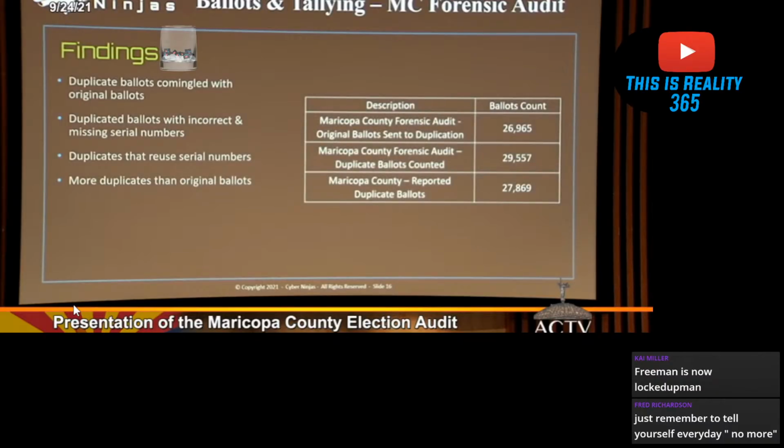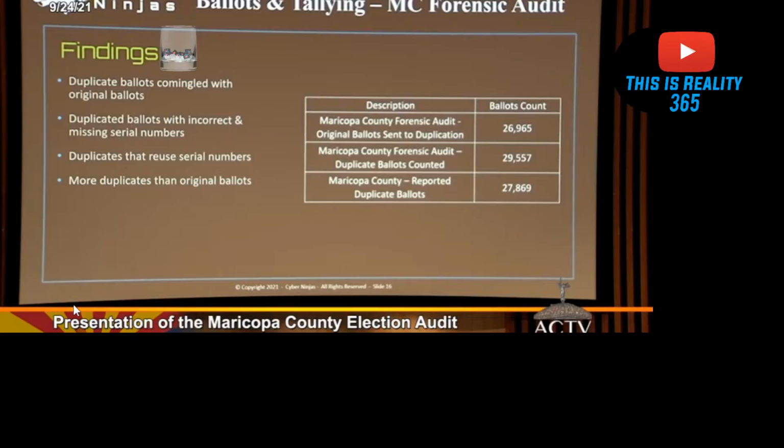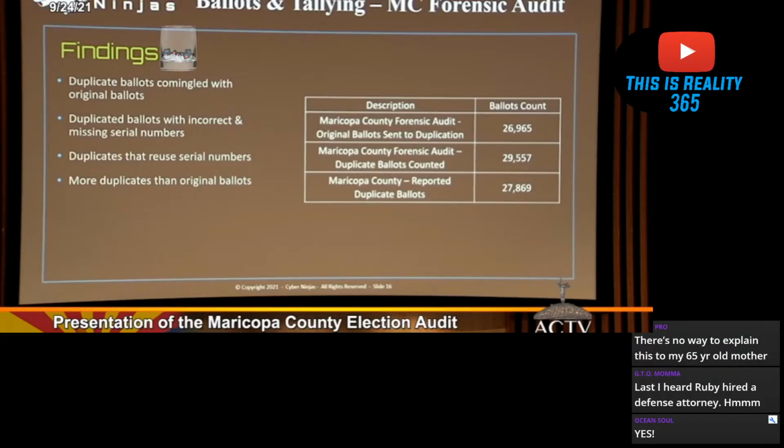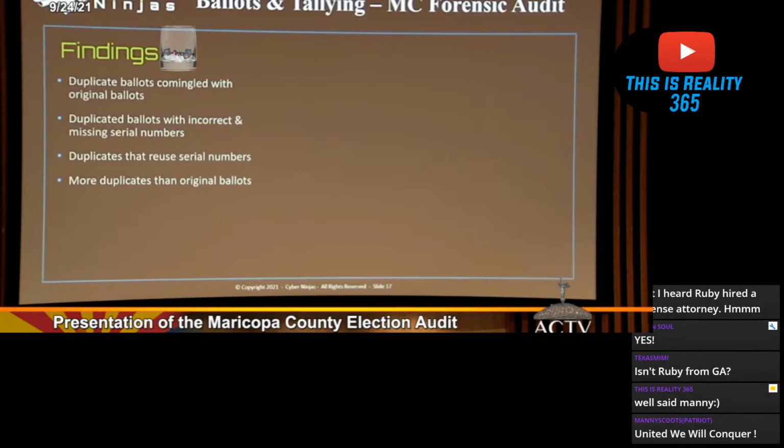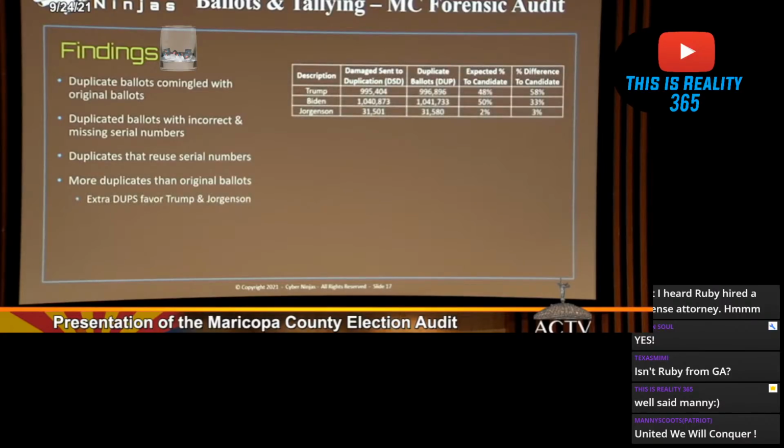And this is probably one of the more interesting parts, is that we had more duplicates than original ballots. So according to our counts from our audit, we had 26,965 original ballots, and then we had 29,557 that were duplicate ballots, and those numbers should be the same. Based on the numbers received from Maricopa County, we should have had 27,869 of both originals and duplicates, and they should have matched up perfectly.